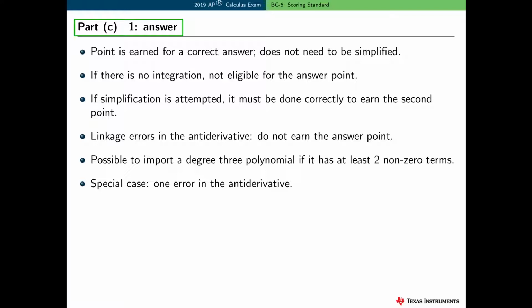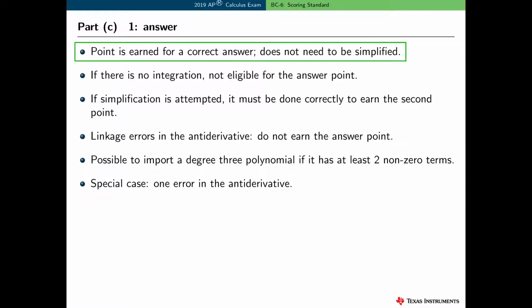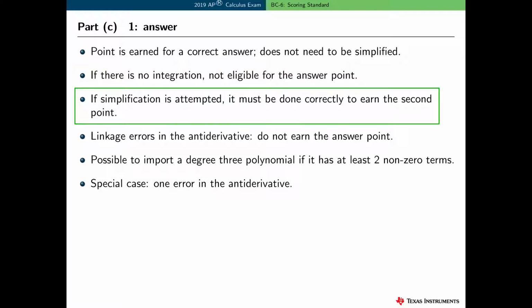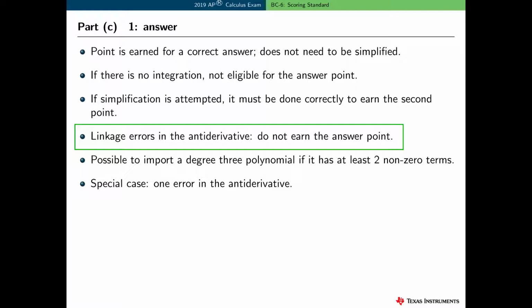The second point in Part C was for the answer. So this point is simply for the correct answer. And this was a final numerical answer, so it does not need to be simplified. If there is no evidence of any integration, the student is not eligible for the answer point. And if the student attempts to simplify, it must be correct in order to earn the answer point. Linkage errors in the antiderivative, that is, unequal expressions connected with an equal sign, do not earn the answer point.